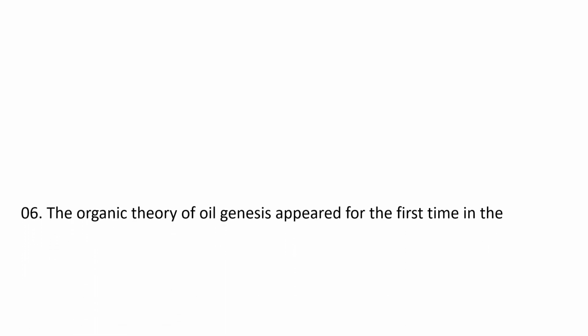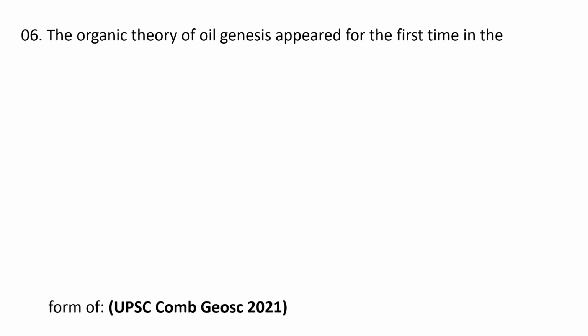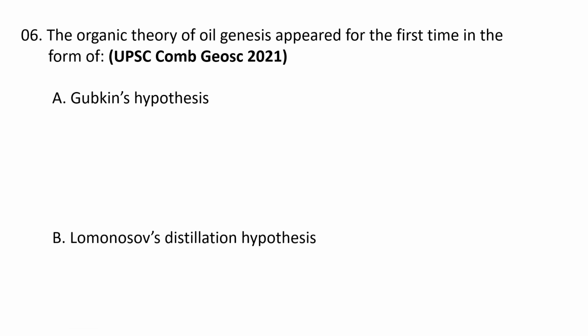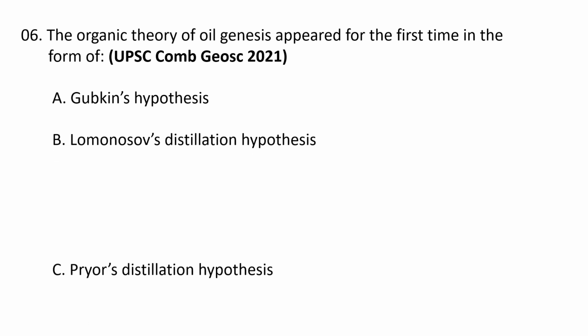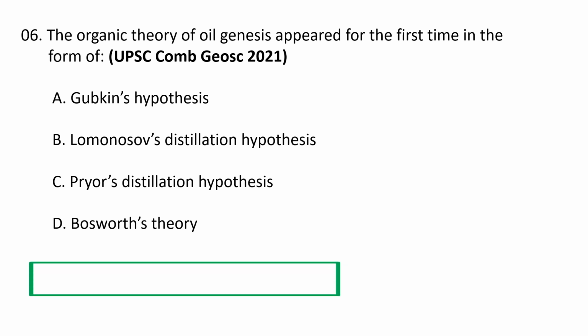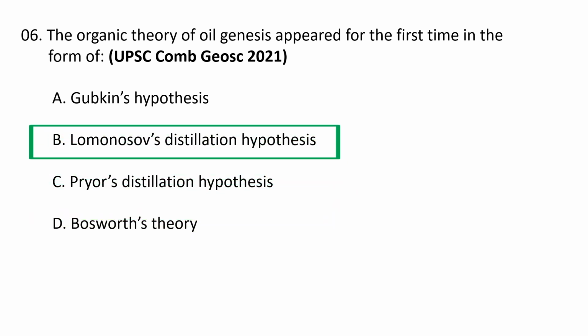Next question. The organic theory of oil genesis appeared for the first time in the form of A. Gubkin's hypothesis, B. Lomonosov's distillation hypothesis, and C. Pryor's distillation hypothesis, and D. Bosworth's theory. The organic theory of oil genesis appeared for the first time in the form of Lomonosov's distillation hypothesis. Lomonosov is credited by some to have proposed the theory that liquid oil and solid bitumen originate from coal through underground heat and pressure. So B is the correct option.